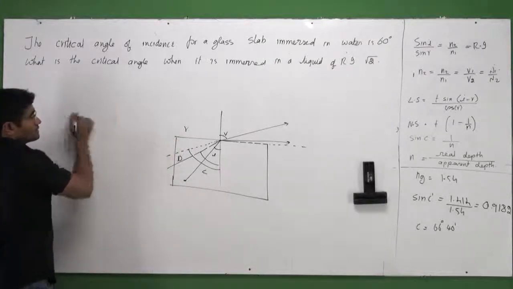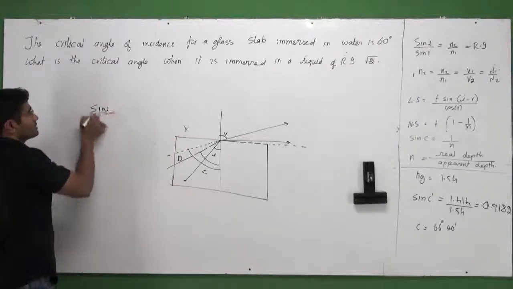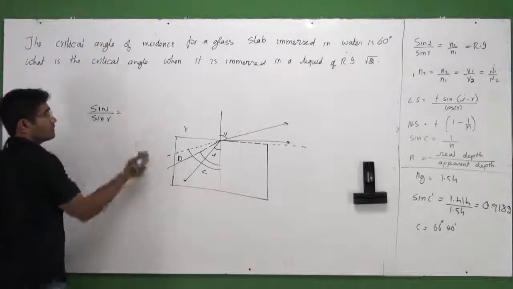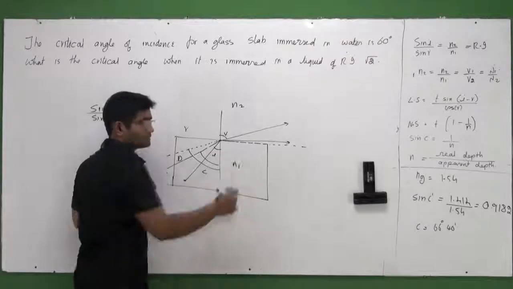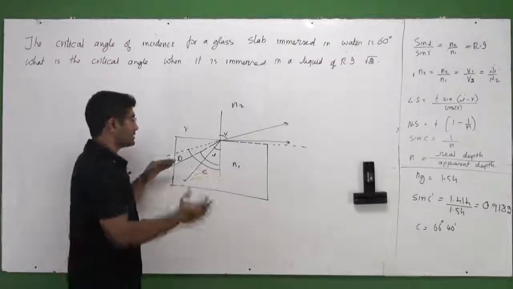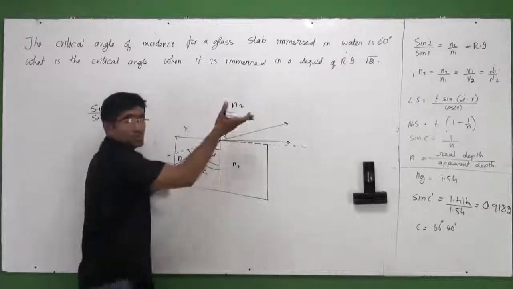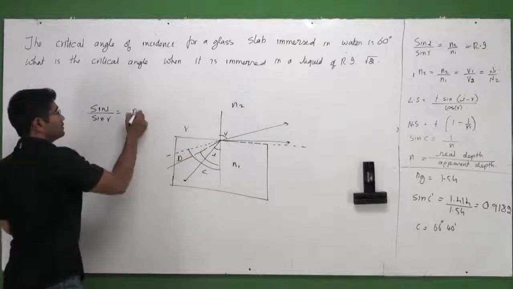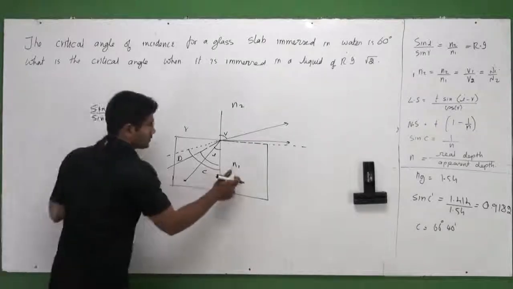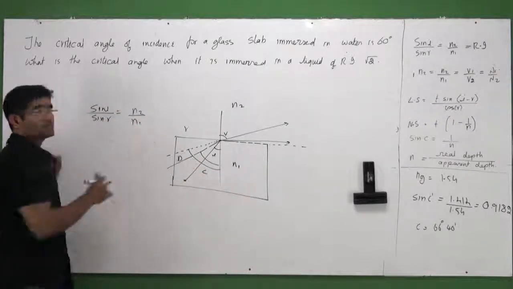Snell's law says sine I by sine R is the refractive index of the second medium. Let's say this guy is N2, this guy is N1. Why is N1 here? Because light is traveling from this medium to this medium. So it is the refractive index of the second medium, that is N2, divided by the refractive index of the first medium, that is N1. That's all it is.